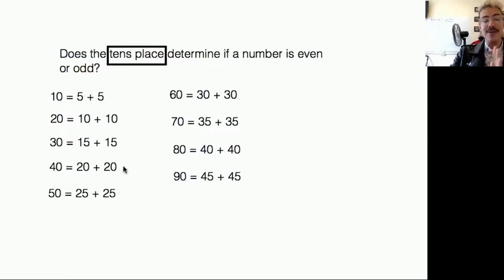Despite the idea that, okay, there's a 9 in the tens place, I know that the value 90 itself can be divided into 45 and 45. I'm not dividing the 9, I'm dividing the value of 90. And the value of 90 itself can be divided into 45 plus 45. So just based off of this proof, the tens place is not going to help us because all of these tens can be divided into 2 equal groups. And that doesn't tell you if a number is even or odd.